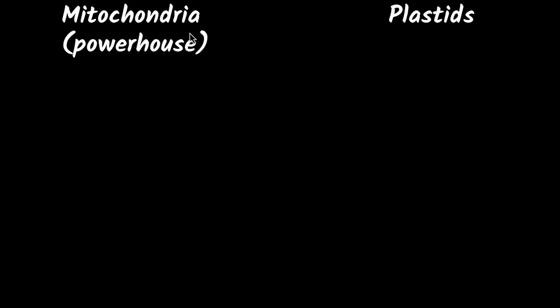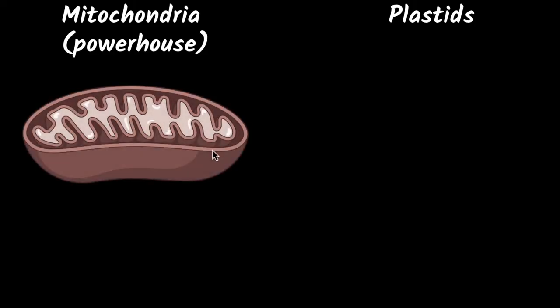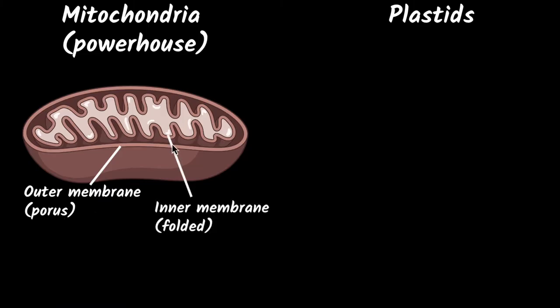Let's quickly summarize mitochondria and plastids. Let's start with mitochondria. They are called the powerhouse of our cells, and they look somewhat like this. You can see that there are two membranes. We have the outer membrane, which is usually porous, and then there is this inner membrane, which is highly folded. The reason it's folded is so that there is more surface area.